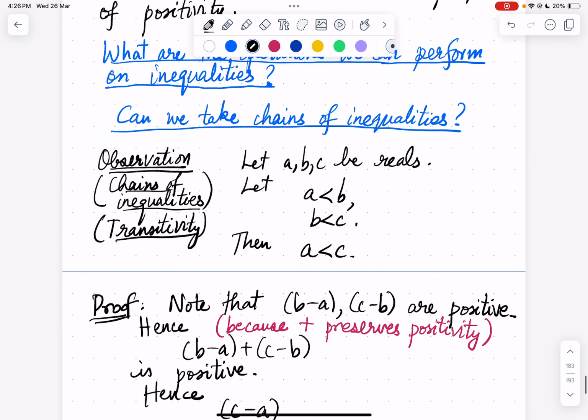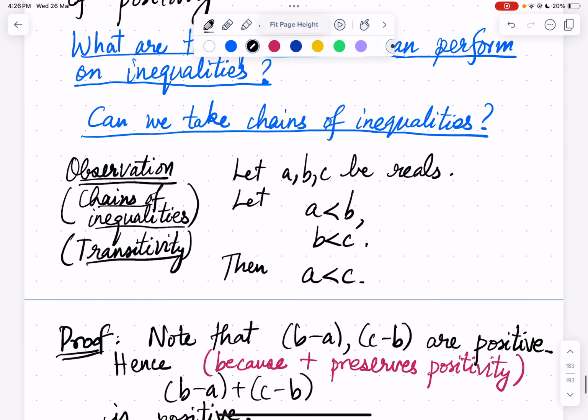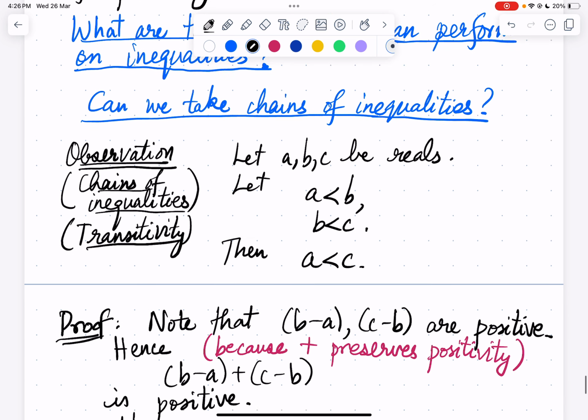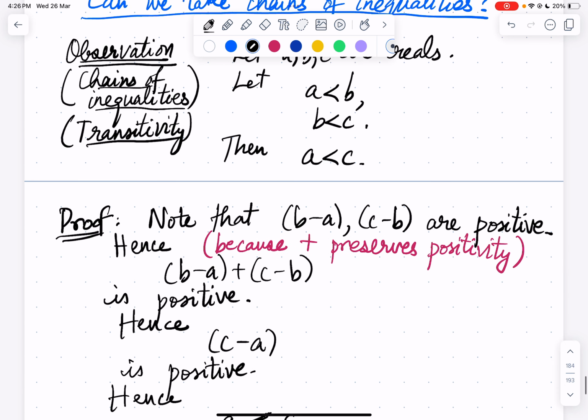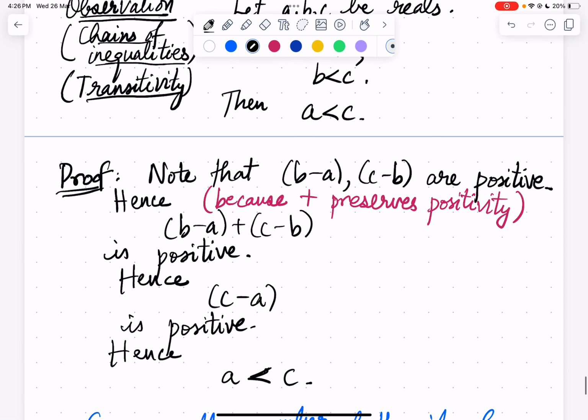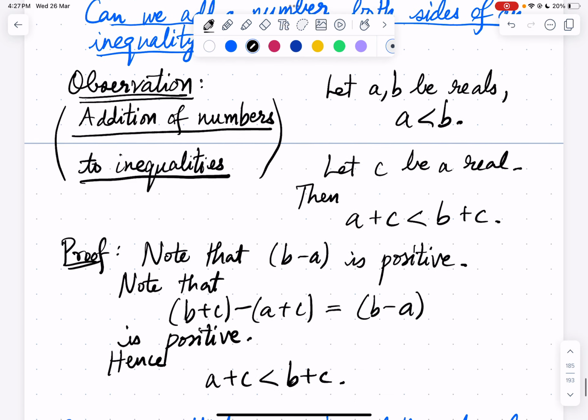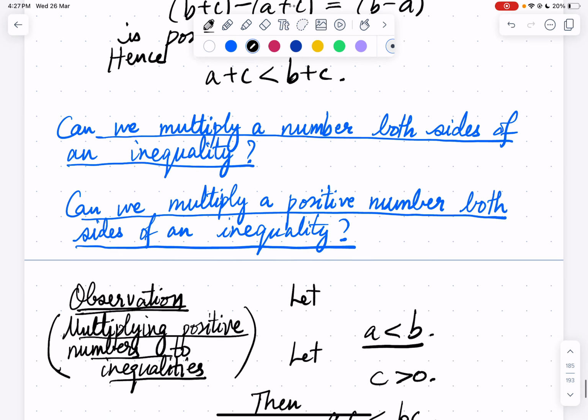Now we are asking some questions about inequalities. What are the operations we can perform on inequalities? Like, can we take chains of inequalities? We found that yes, we can. A less than B and B less than C: if A is less than B and B is less than C, then we can conclude A is less than C. Then we asked, can we add a number to both sides of an inequality? We concluded yes. If A is less than B and C is any real, then A plus C is less than B plus C. So we can add any real number to both sides of an inequality.